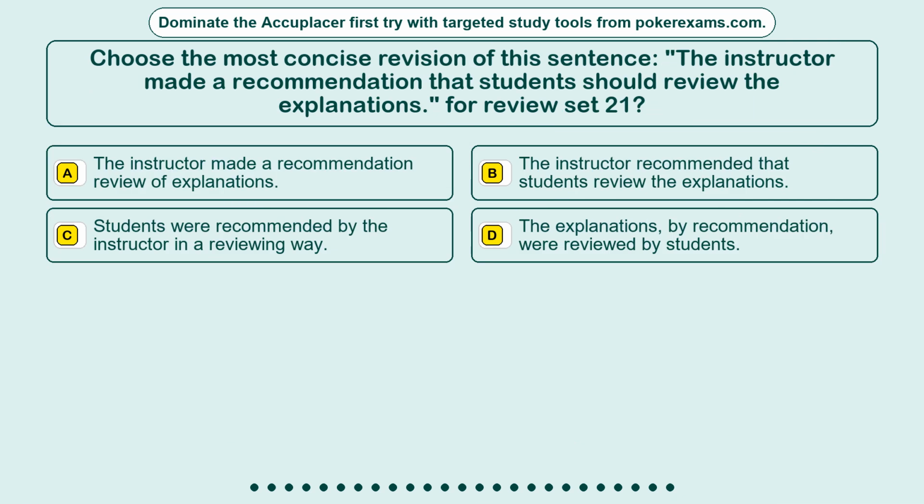Question 22. Choose the most concise revision of this sentence. The instructor made a recommendation that students should review the explanations. For review set 21. Option A. The instructor made a recommendation review of explanations. Option B. The instructor recommended that students review the explanations. Option C. Students were recommended by the instructor in a reviewing way. Option D. The explanations, by recommendation, were reviewed by students.